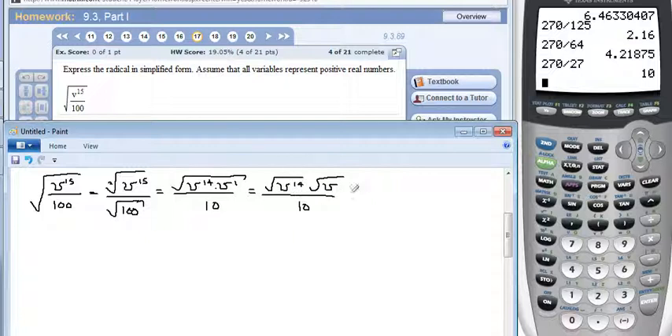And this comes out as how many? 7. 14 divided by 2. We got 7 groups. This one stays in and that one is out. Now here I have some outside pieces, don't I? I have a v to the 7th divided by 10, but these are not reducible.